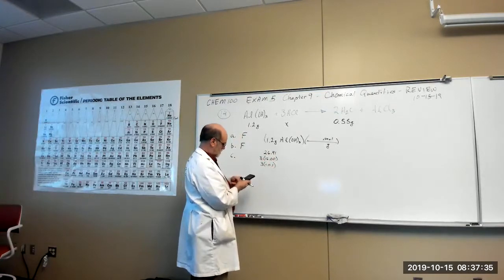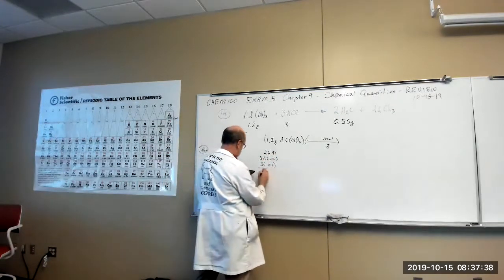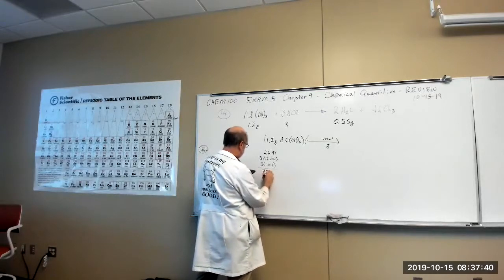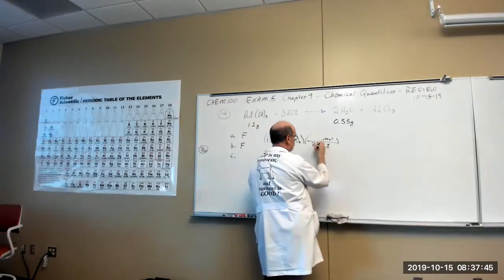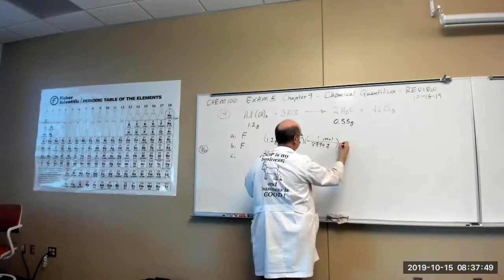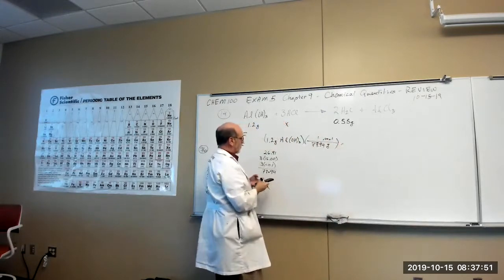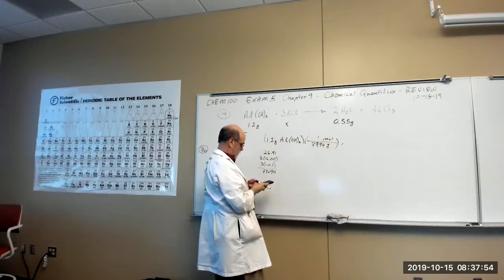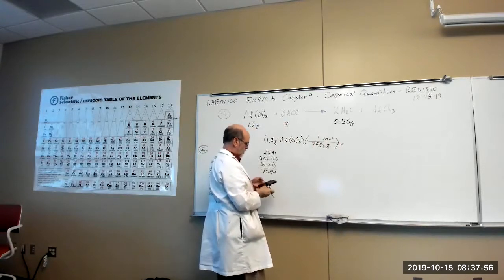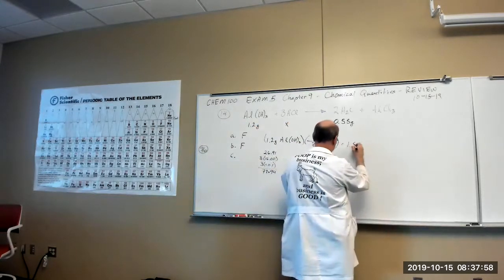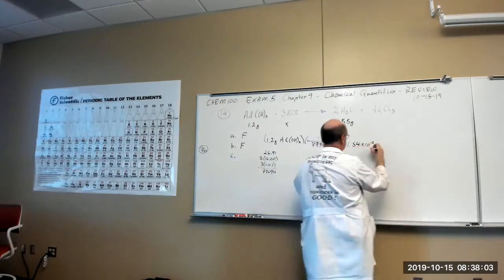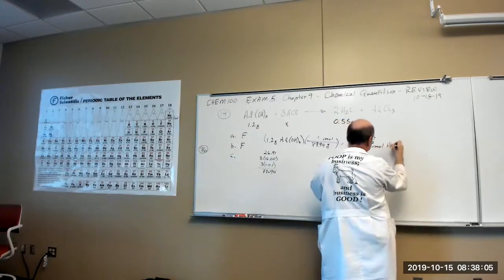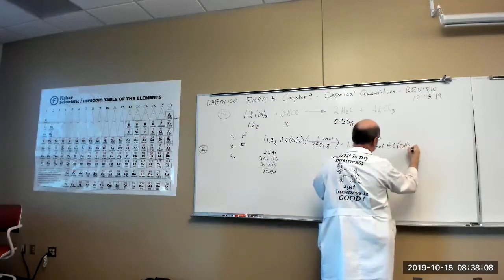And so I get 77.94. Okay. So how many moles of aluminum hydroxide is that? Well, we divide that into 1.2, and I get 1.54 times 10 to the minus 2 moles of aluminum hydroxide.